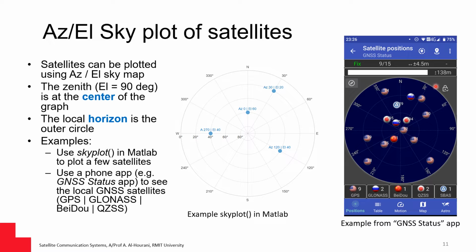So I assume this would be the horizon. This would be 30 degree elevation, 60 degree elevation, and 90 degree. So that satellite, by coincidence, is around azimuth of 30 and elevation of 30. On the other hand, let's look at this satellite. This is at azimuth of 120 degrees and elevation of 60 degrees.